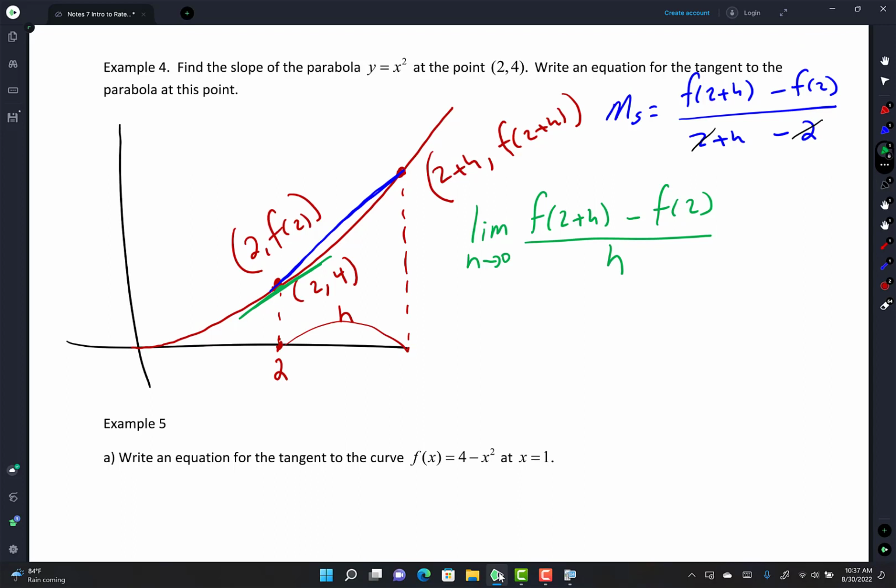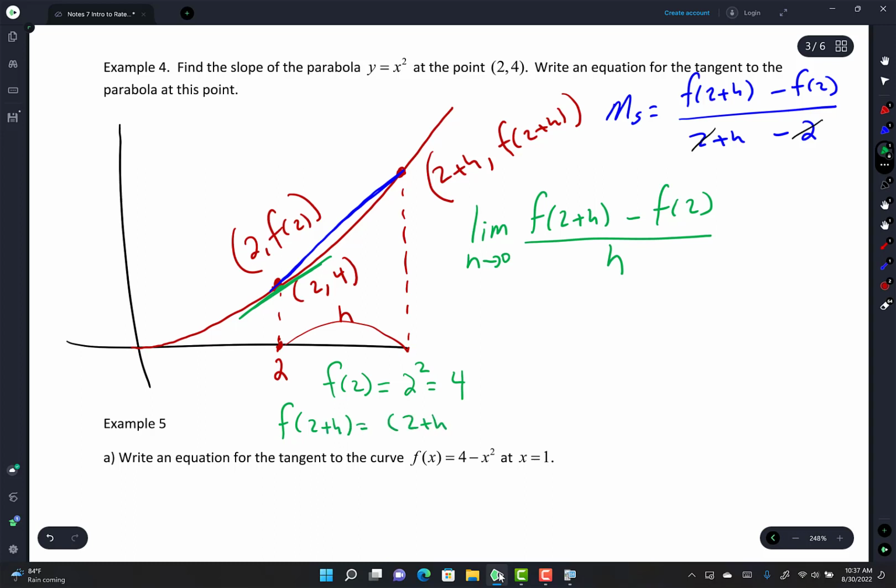On the side, I'm going to find what f of 2 is. You already know it. F of 2 is just 2 squared, which is 4. Now I need f of 2 plus h. F of 2 plus h is parenthesis 2 plus h close, squared. So expand it. 2 times 2, 4. 2 times h is 2h, but you're going to have how many of those? 2 of them, so 4h. And then h times h is h squared.